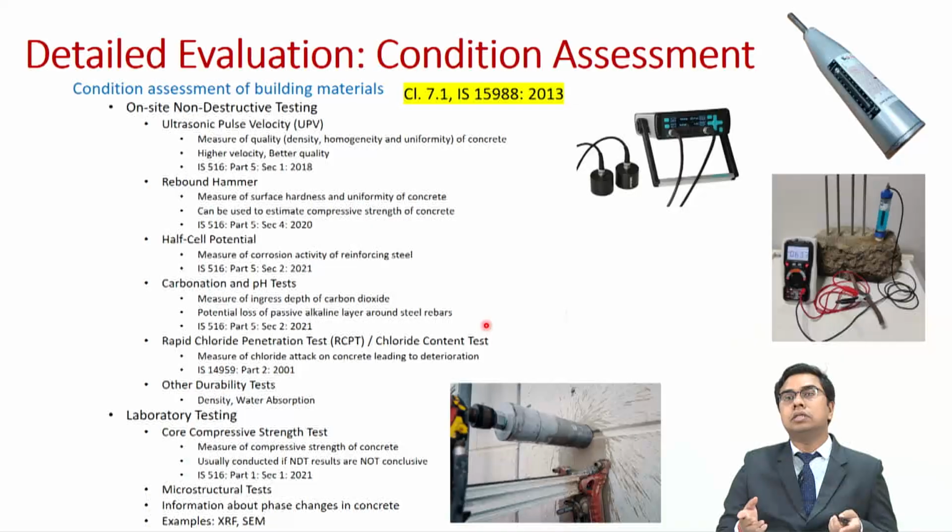Now, if your carbonation depth is, let us say, 60 millimeters, then in that case that passive alkaline layer would have got broken and the steel rebars would be facing corrosion. So, the carbonation depth is obtained using this very IS code IS 516 part 5 section 2 2021.